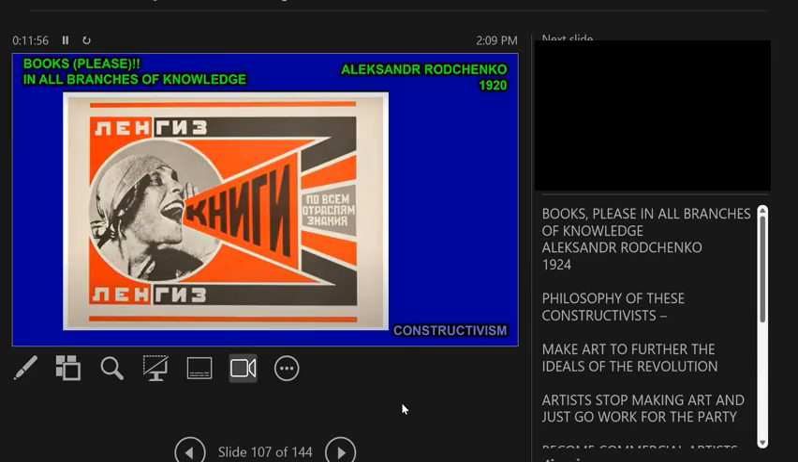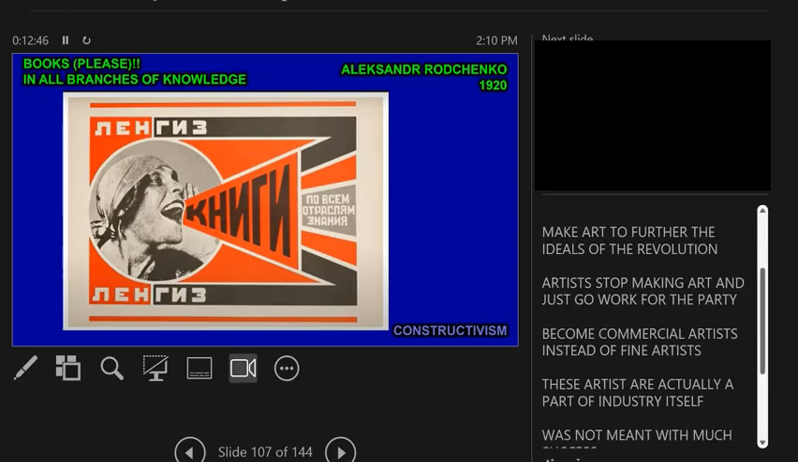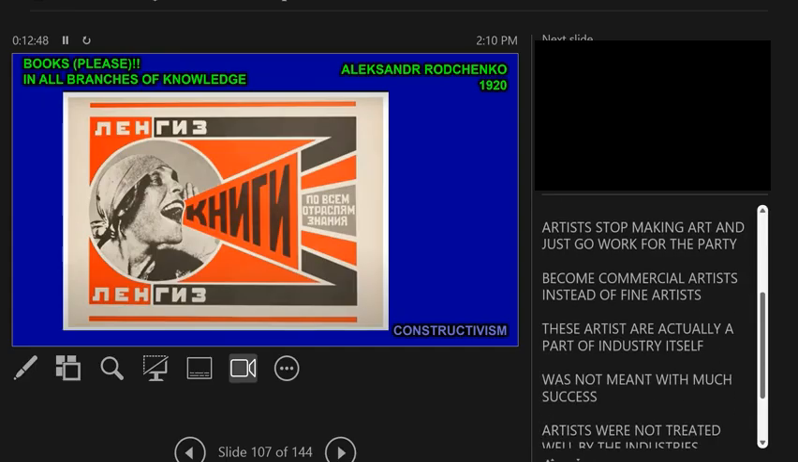So Rodchenko, this is one of his more famous pictures. This is what I want you to know for the test. He's making artworks and posters that promote the communist government, promote communist philosophy. And here she's spreading the message. You can see the red and the black and the white. Now she's calling out. The philosophy of these constructivists is to make art to further the ideals of the revolution.